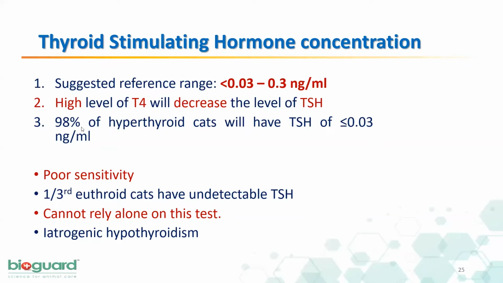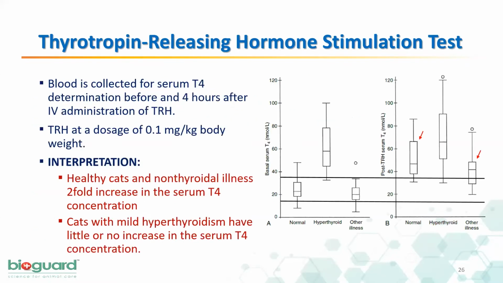And 98% of hyperthyroid cats will show low levels of TSH, lower than the reference range. However, this test still has a poor sensitivity, and also one third of euthyroid cats have undetectable TSH levels. So of course we cannot rely on this test alone. We need to check further to confirm our diagnosis.